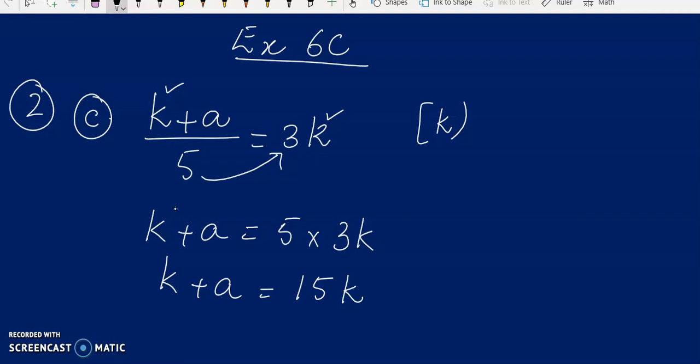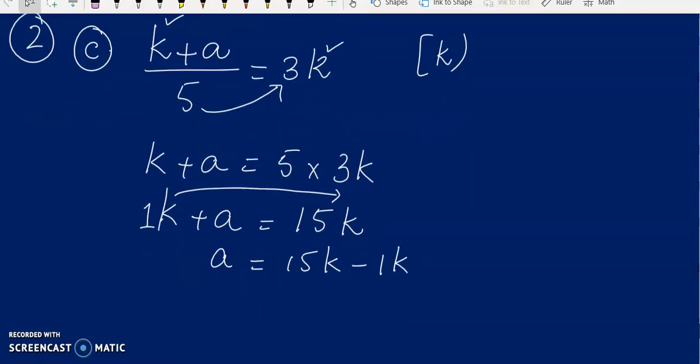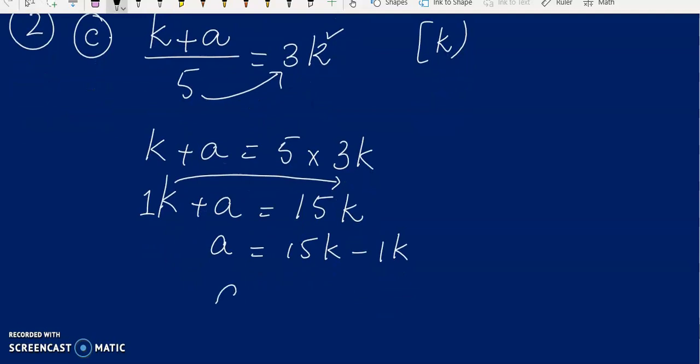Now the question seems very simple. इस k के साथ 1 है because when there is no number with a variable it means there is 1. So we take it to the other side and it will be subtracted. So we get a is equal to 14k. Now this 14 is being multiplied over here, so on the other side it will be divided. So this is your answer. You may note it down.